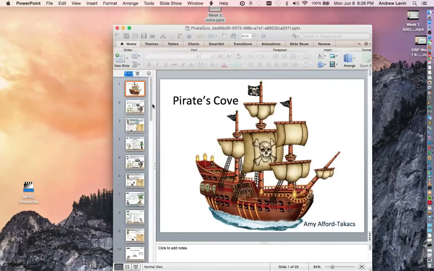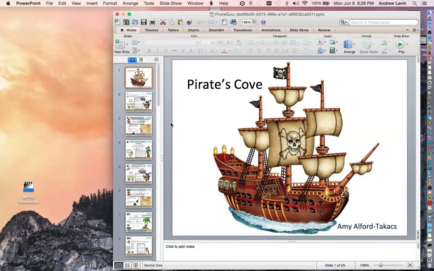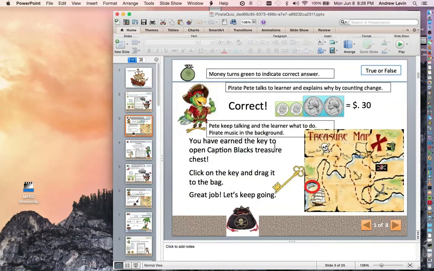Okay, now here's the pirate one. Now the next two, unfortunately, I didn't have the font that they used, so some of the stuff is a little out of whack. So don't let that throw you. It actually looked better on their screen. They showed it to me. Okay, this one, once again, she has a story behind it. There's a pirate here. Okay, you're following a map.